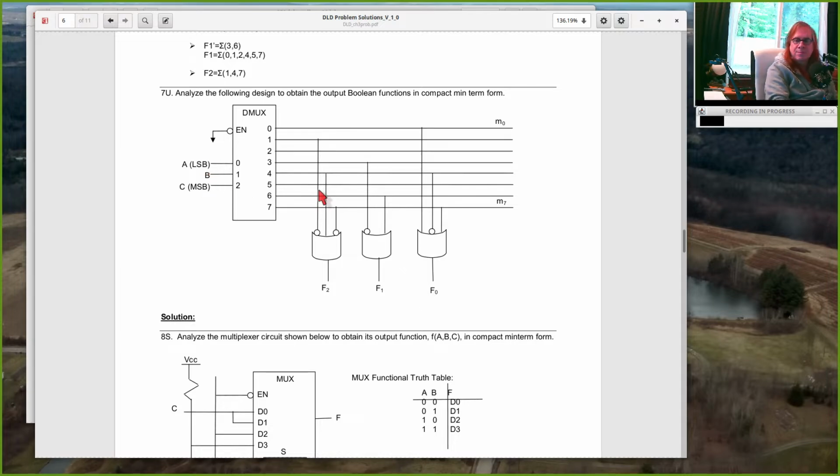Oh, yeah. Okay, that makes sense. And they're labeled M0 through M7, which is our notation for min terms. So that's why we believe M0 corresponds to A bar, B bar, C bar, and M7 corresponds to A, B, C. Yeah, that makes sense.